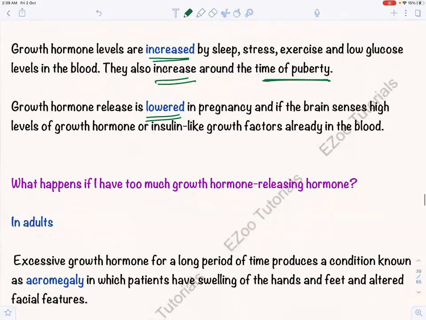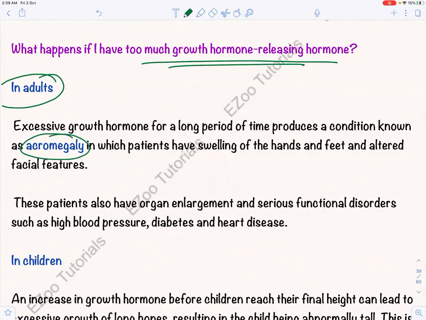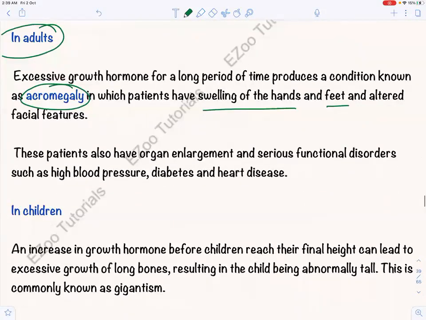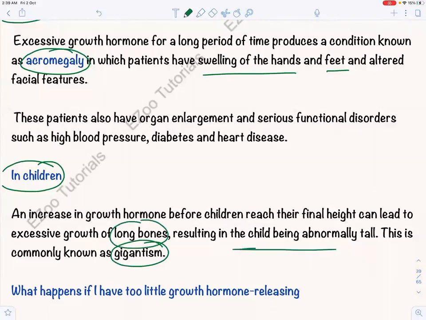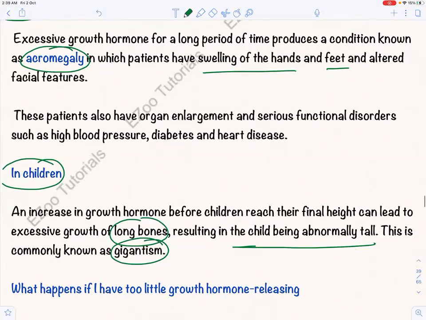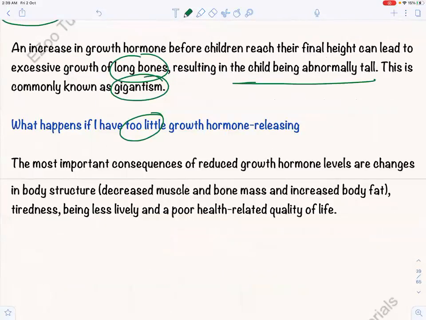क्या होगा अगर ग्रोथ हार्मोन बहुत ज्यादा हो जाए अडल्ट्स में? तो एक डिजीज हो जाती है एक्रोमेगली। उसमें क्या होता है? स्वेलिंग ऑफ द हैंड्स एंड फीट हो जाते हैं। और चिल्ड्रन में हो जाए तो क्या हो जाता है? जाइंटिज्म हो जाती है, लॉन्ग बोन्स, चाइल्ड बीइंग abnormally tall. अगर बहुत लेस है तो क्या होगा? रिड्यूस्ड ग्रोथ हार्मोन से क्या होगा? डिक्रीज्ड मसल्स, बोन मास, इंक्रीज्ड बॉडी फैट, टायर्डनेस, राइट?